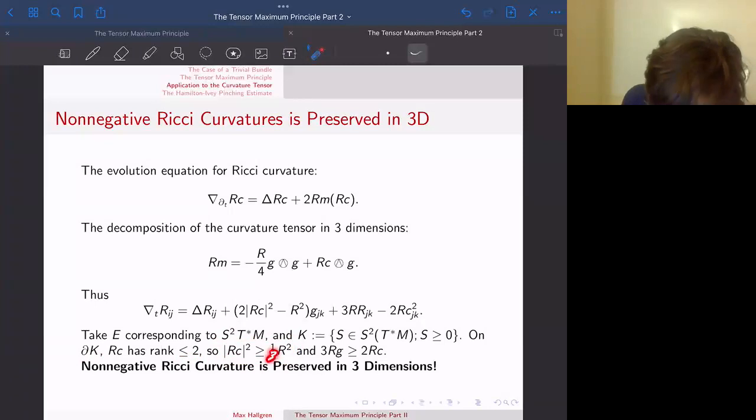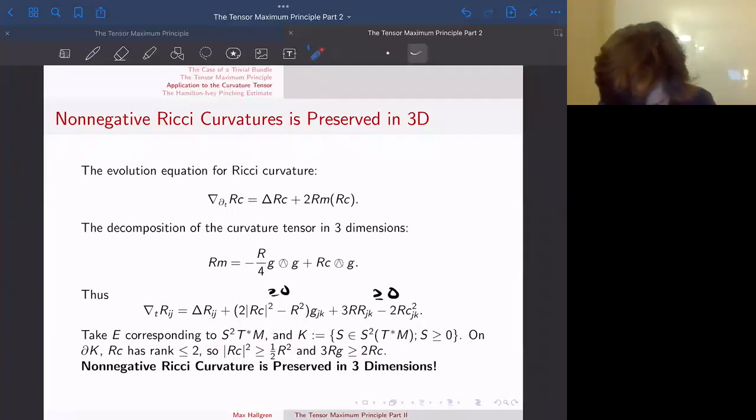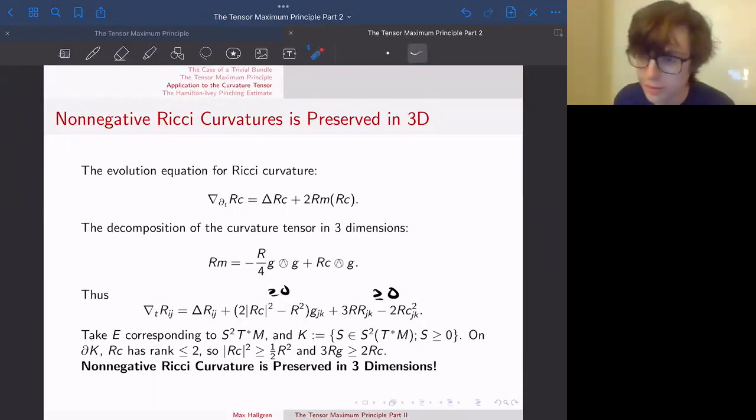Normally we need a 3 in the denominator. And we similarly get this, where this is just the scalar curvature times the metric. And so the upshot of this is that now this is greater than or equal to 0. These 2 terms combine to be greater than or equal to 0. And we get that non-negative Ricci curvature is preserved in 3 dimensions. And also you can show that non-negative scalar curvature is preserved.